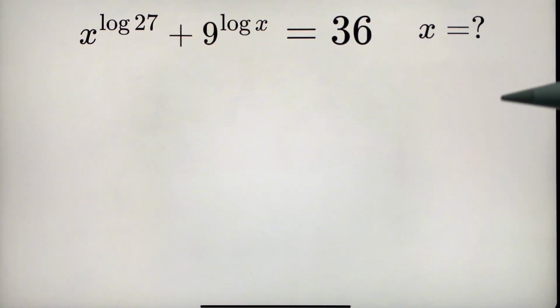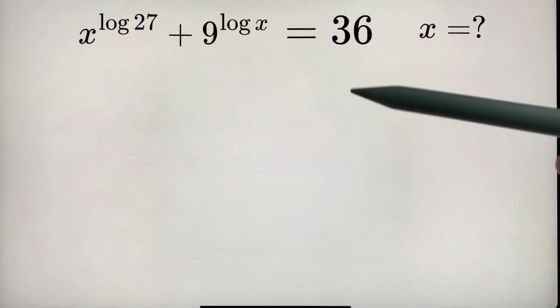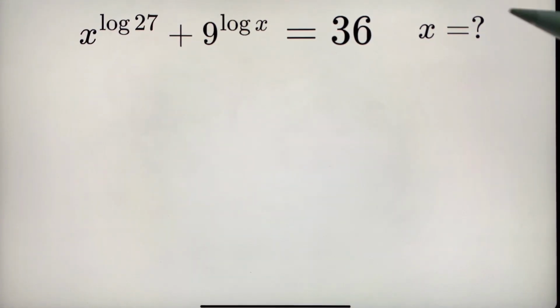Now we have been given one beautiful France Math Olympiad question. Log base x of 27, plus log base 9 of x, is equal to 36, and we are asked to find x.